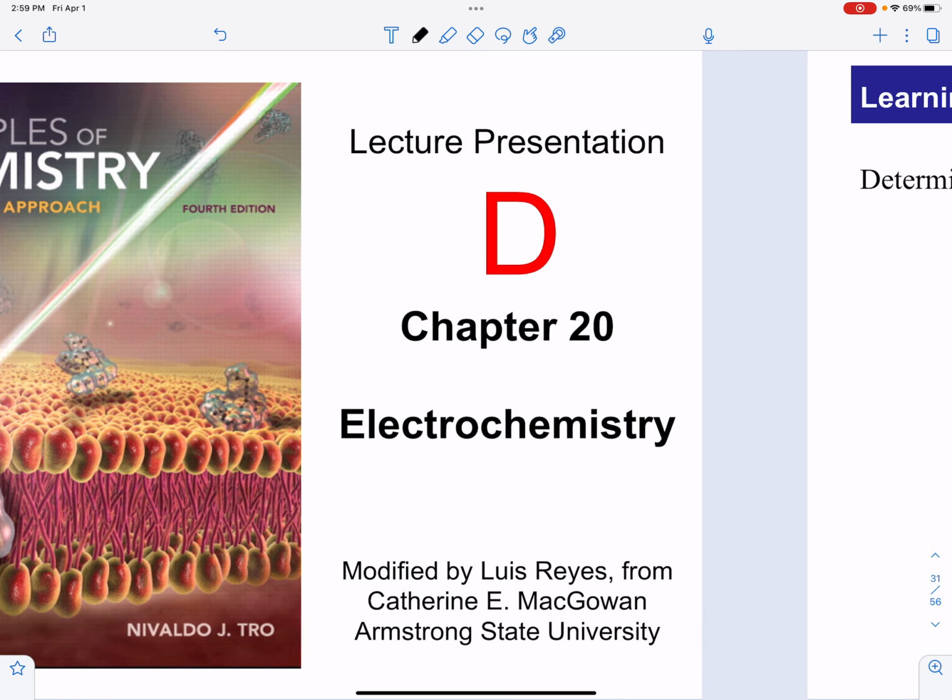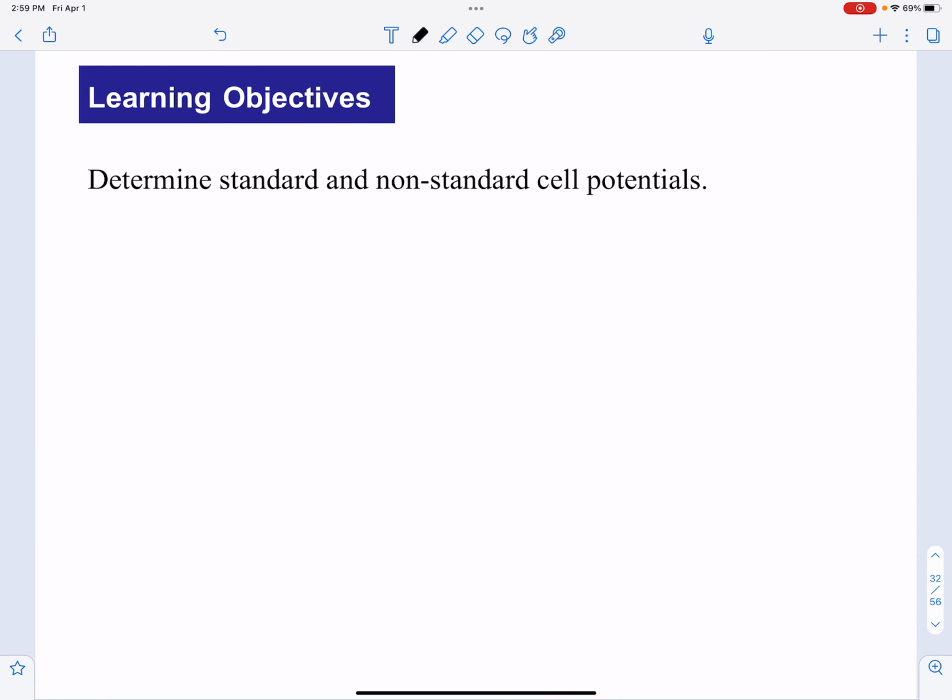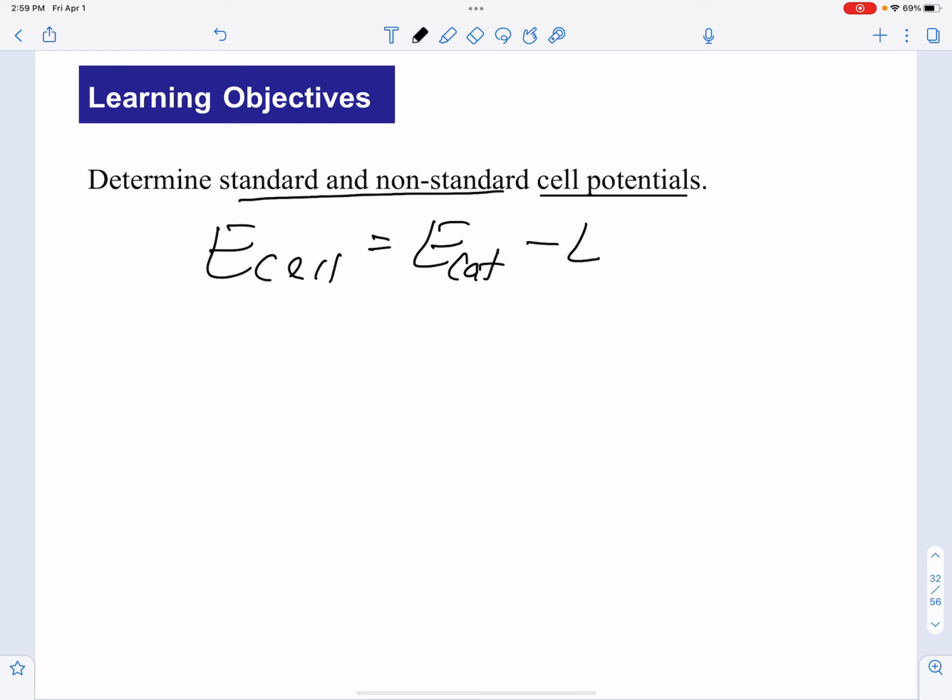So with that said, we come to the end of this part. When we come back again, we're going to see how we determine the standard and non-standard cell potentials, which I already showed you. The cell potential is nothing more than E of the cathode minus E of the anode. And you know where those numbers are coming from. So most likely we already did this part because I couldn't help myself.